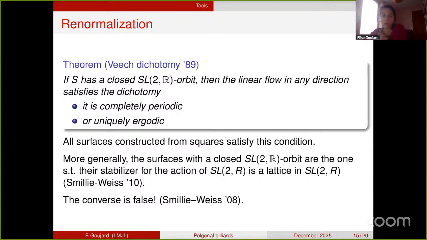And we also know that the surfaces that have a closed SL2(R) orbit are the ones such that the stabilizer for the action of SL2(R) is a lattice in SL2(R). So you can study them that way. It's not an equivalence, actually. So the Veech dichotomy is just an example of this renormalization principle, the link between the orbit in the moduli space by the geodesic flow or the SL2 action, and the linear flow in the fixed translation surface.